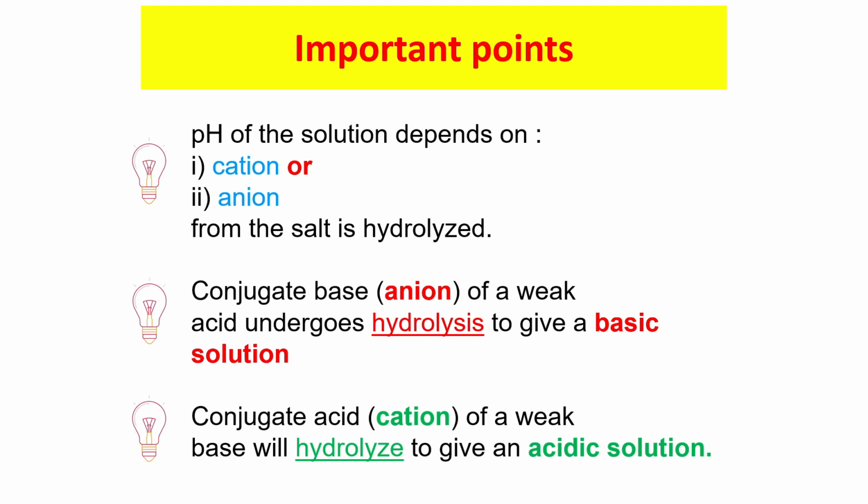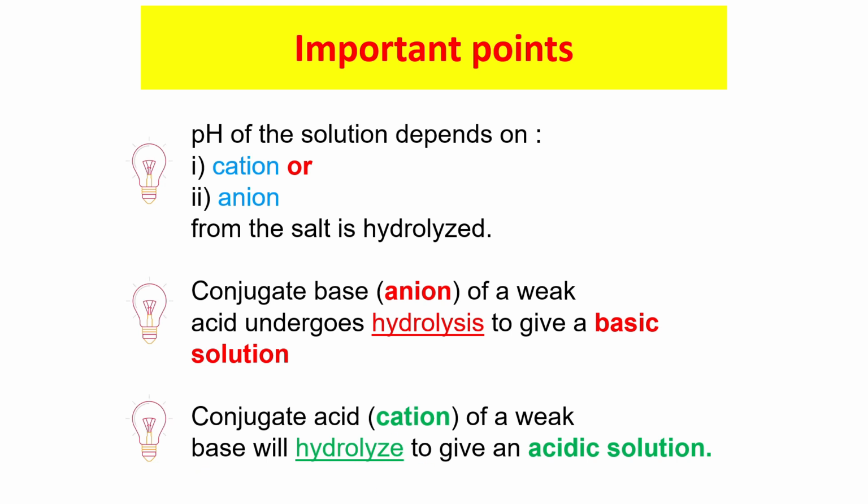Second, kita akan discuss about the conjugate base or anion of a weak acid which undergoes hydrolysis to give a basic solution. And then conjugate acid, daripada cation weak base, dia akan hydrolyze untuk memberikan acidic solution. Jadi kita tengok why conjugate base anion daripada weak acid kita akan dapat basic solution. Kalau dia daripada weak base dia akan hydrolyze mendapat acidic solution.